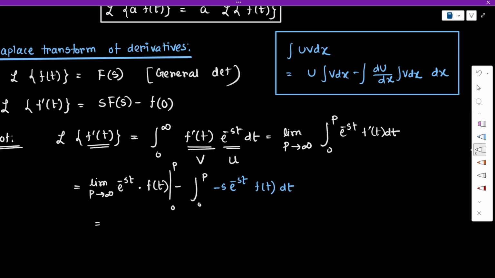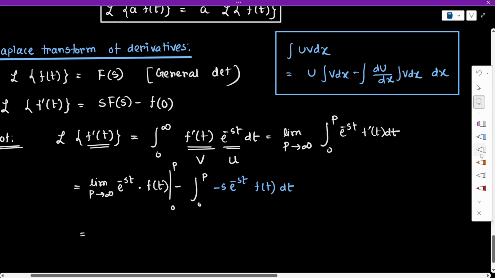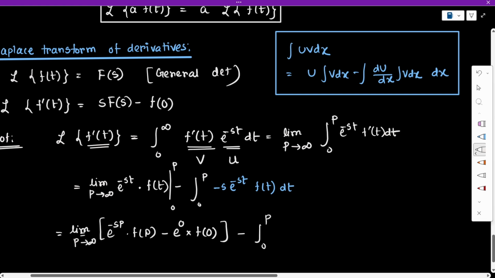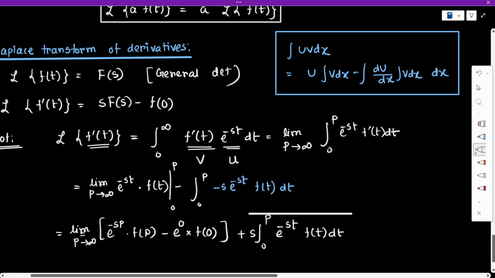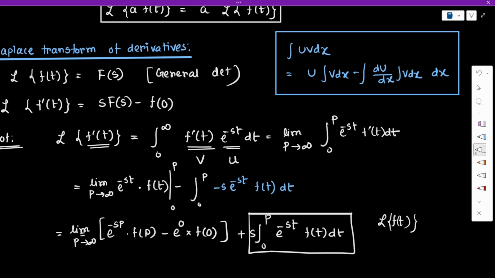Now if we input the limits here, we always have to say that the limit p tends to infinity. So now if we plug in the upper and lower limits of t here, then what do we get? This is what we get: limit p tends to infinity, negative, we get 0 over p, and there is going to be a positive s e to the power minus st f t dt. Wait a second, this is actually the definition of the Laplace transform of function of t, right?